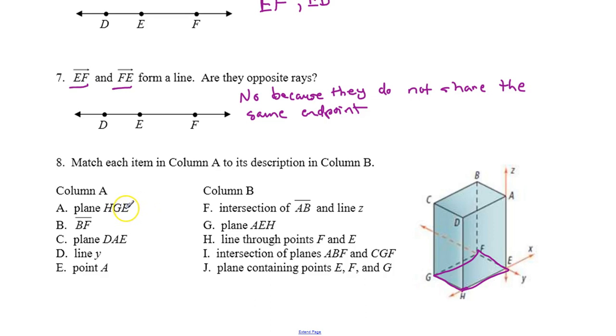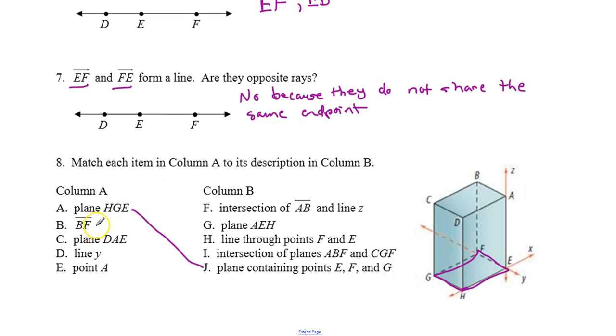So a plane, could we name that another way? It's going to be down here. It's the plane containing points E, F, and G. So all of those points you see are in there. Okay, let me get a different color now.